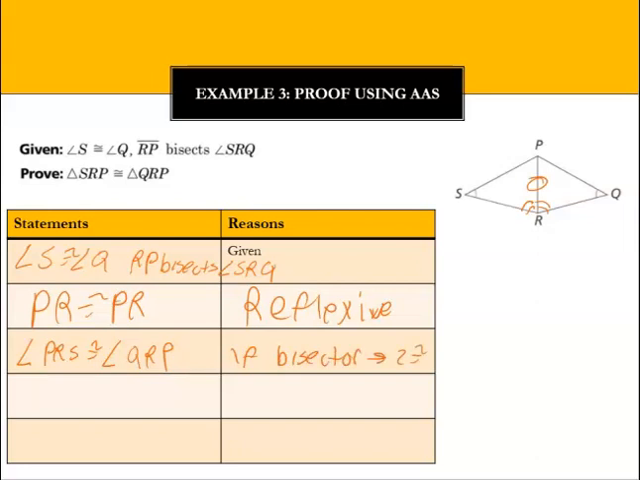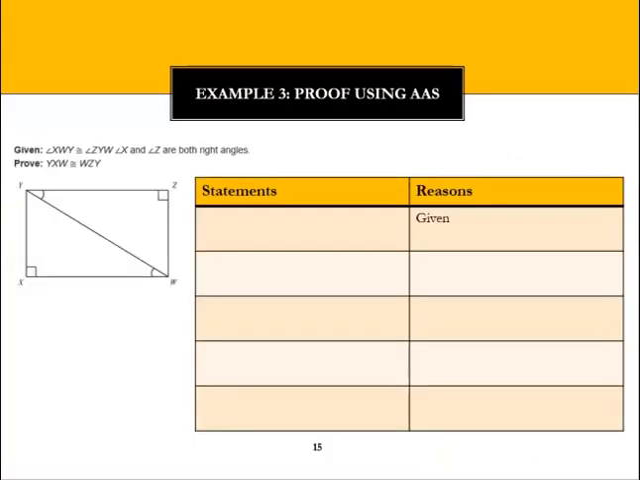If bisector, then two congruent angles. With this, that's the same idea as what we did before with midpoints. Okay, so then I have what I need. Triangle SRP is congruent to triangle QRP by angle side once again. All right, next one.